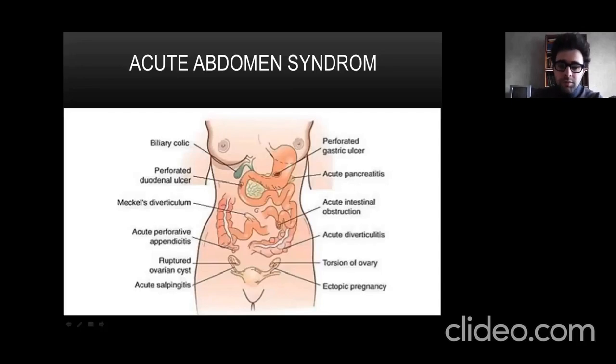Hello, ladies and gentlemen. Our first and most difficult topic in this cycle is acute abdomen syndrome. This topic is very big. It will be divided into two parts, into two practical classes. First of all, acute abdomen syndrome is not a diagnosis. It is a syndrome that is presented in many different diseases.